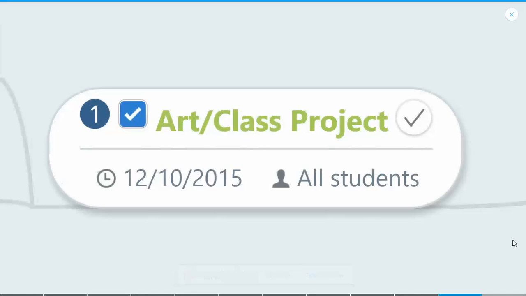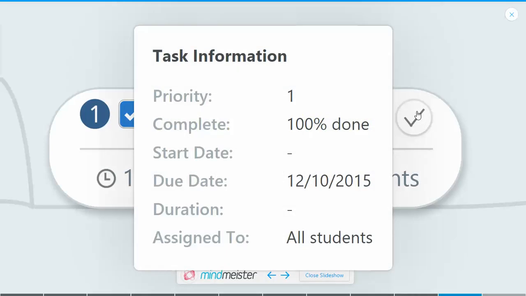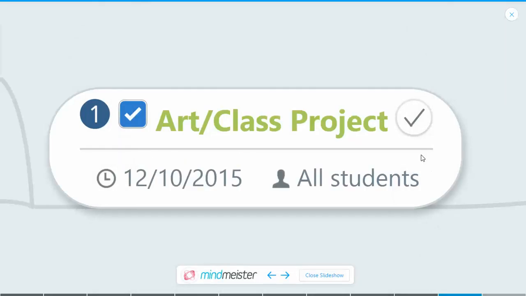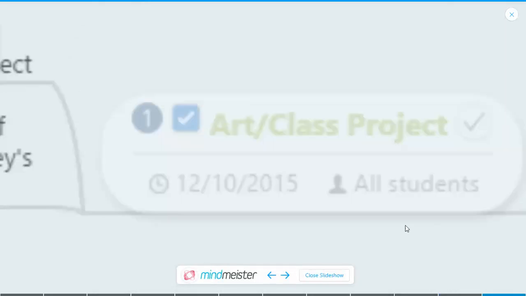And then the last thing I'm going to do is an art class project. And this incorporates art into it. I added the task that its number 1 priority has to be 100% done by December 10th, and it's assigned to all of the students, so they know that they have to complete that.